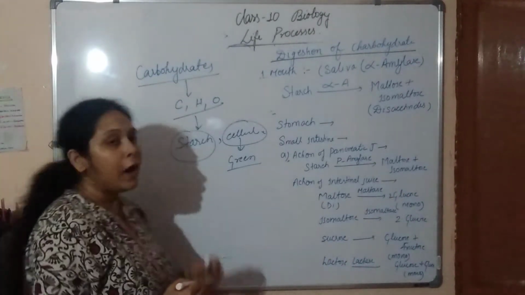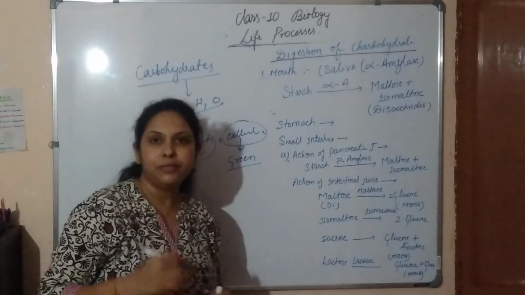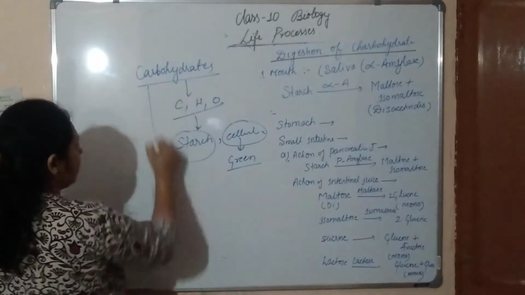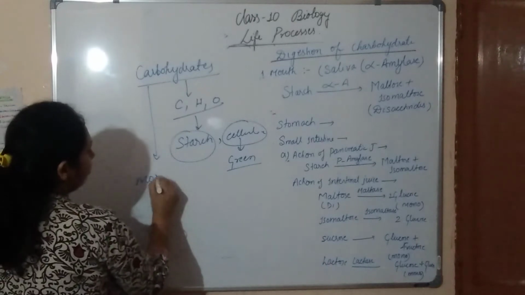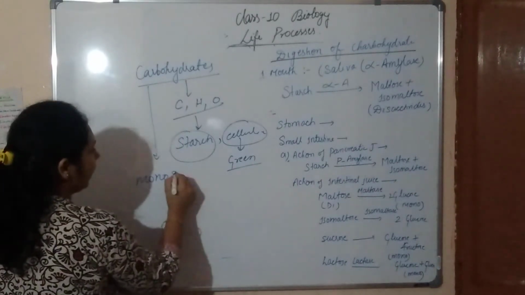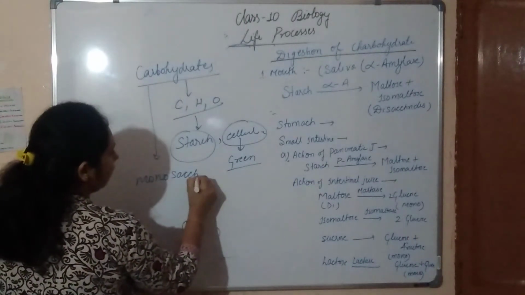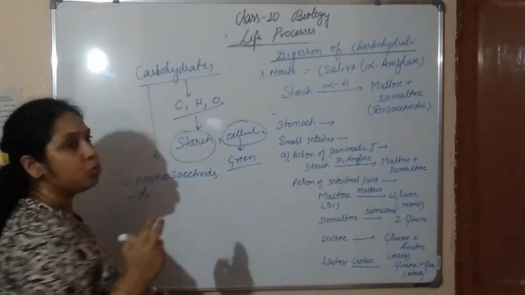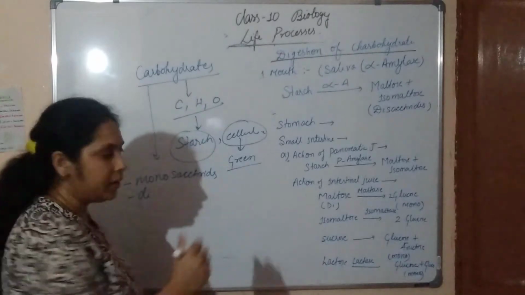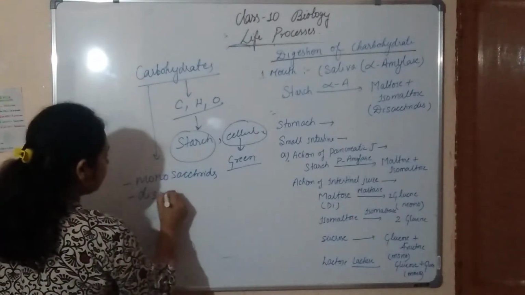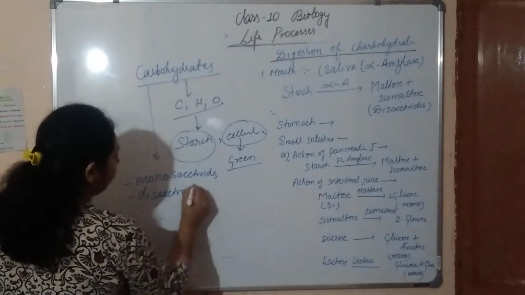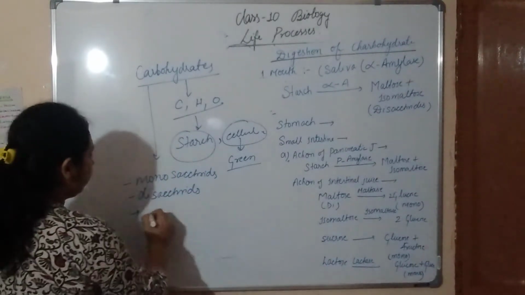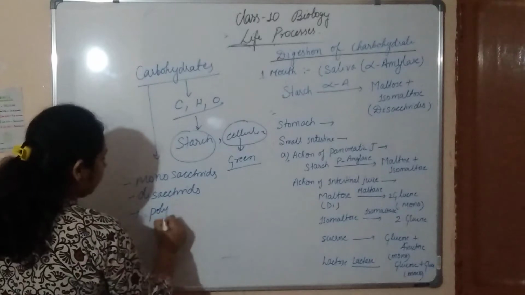Now, carbohydrates differ according to their complexity. Carbohydrate can be monosaccharide, right? Disaccharides, when there are 2 units of carbohydrate, then we call it disaccharides. Or if there are lots of units, then we call it polysaccharides.